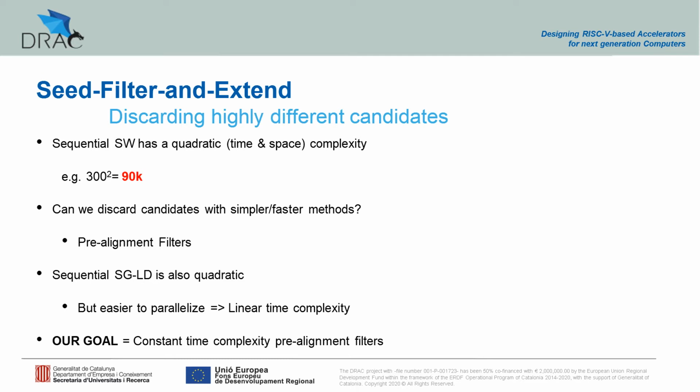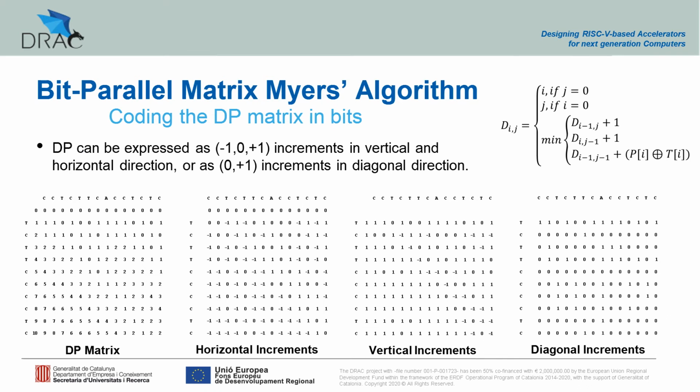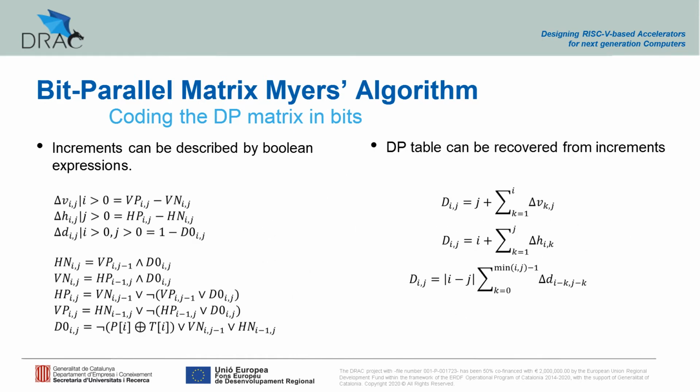It is still quadratic but easier to parallelize. Our goal will be to create a fully parallel design in FPGA that can compute the distance in just one cycle. The dynamic programming table to compute Levenshtein distance is built with these simple rules. Myers found a very efficient way of describing the dynamic programming matrix in terms of increments, either horizontal, vertical, or diagonal, and the increments in terms of Boolean expressions.